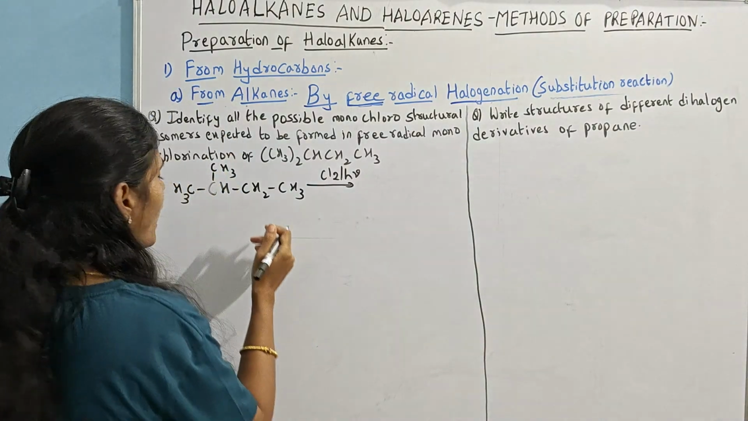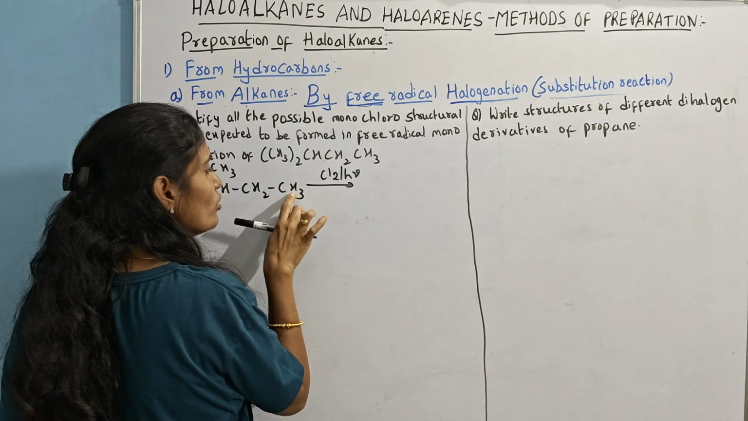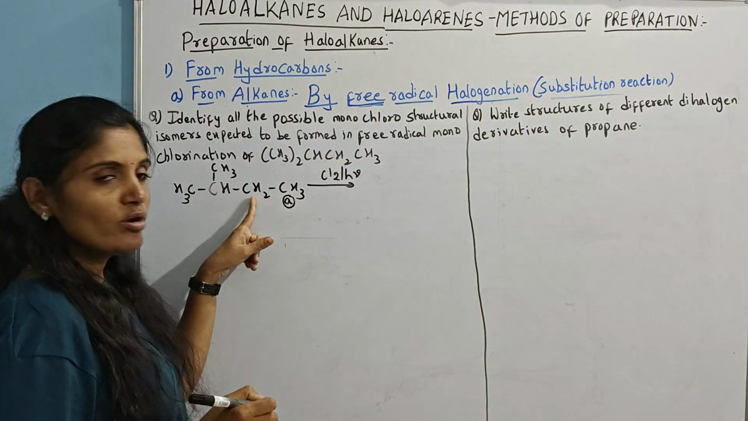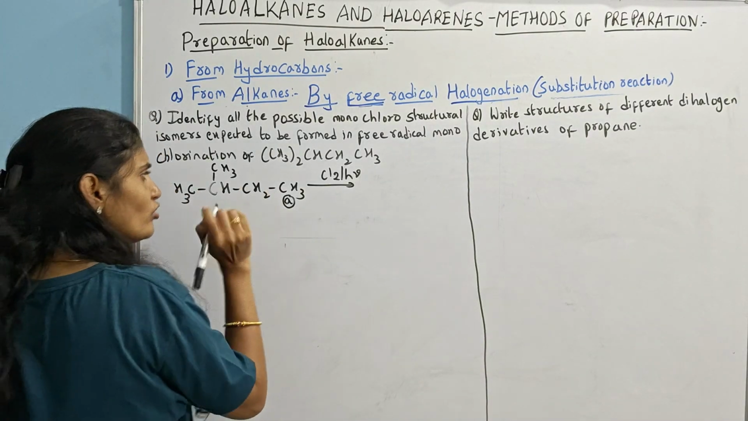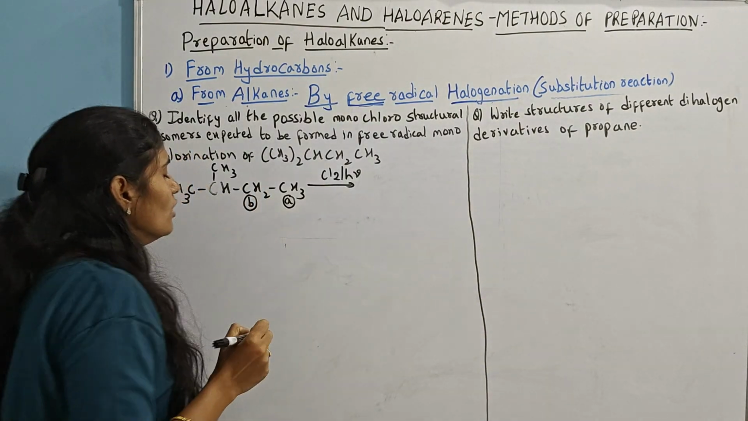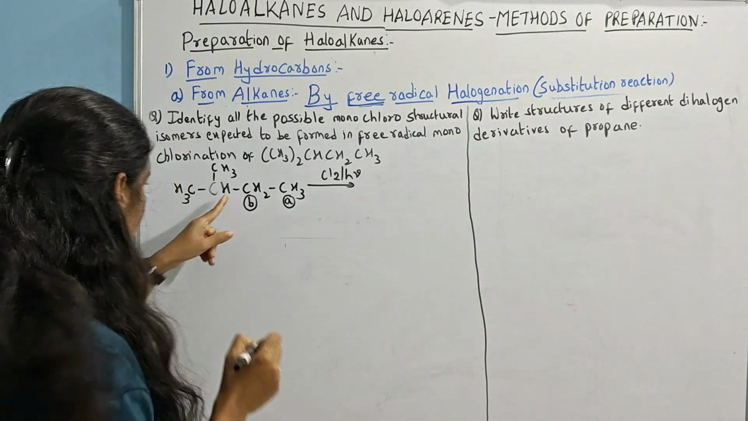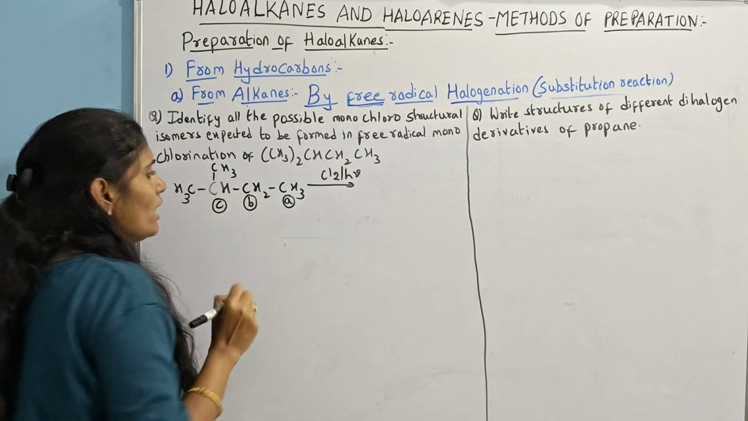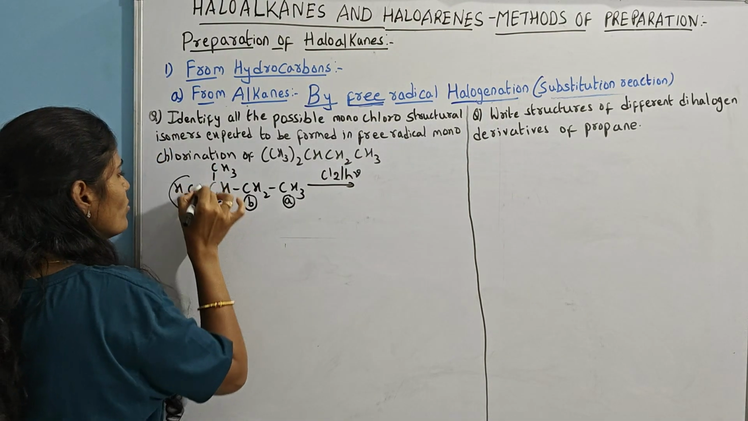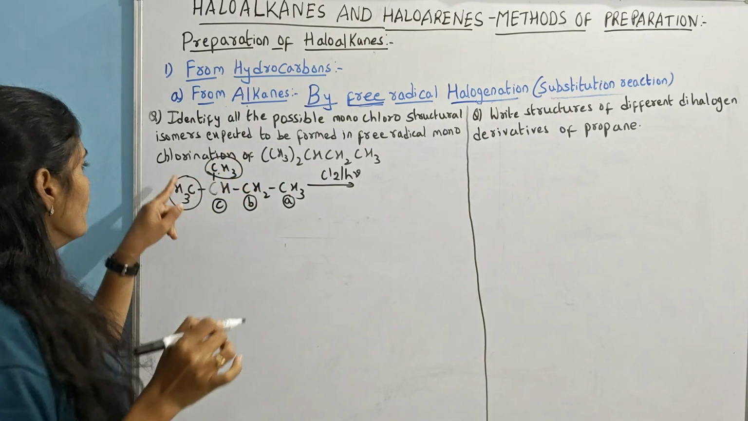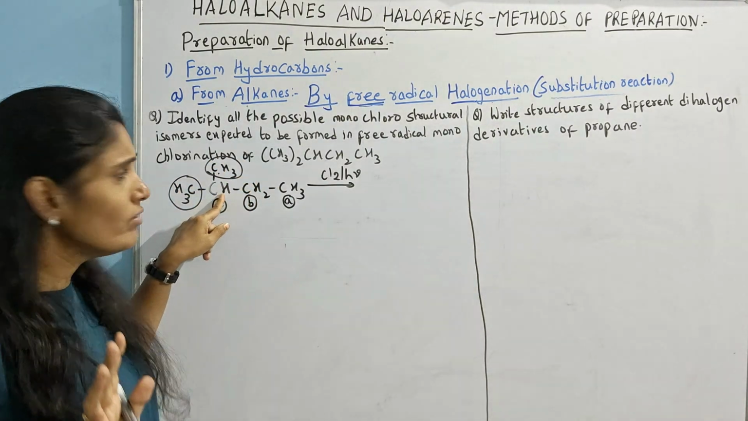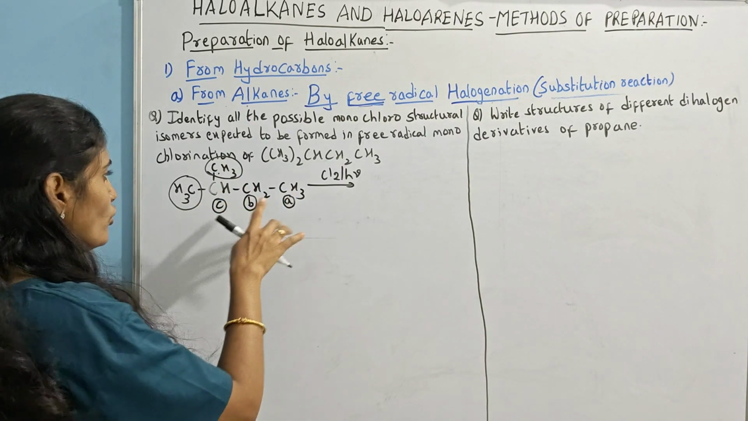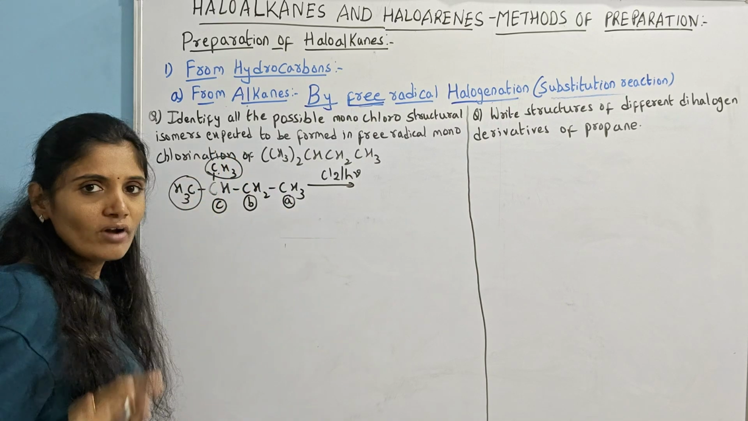I can do monochlorination by substituting this hydrogen, so this is my one type. I can do monochlorination by substituting hydrogen of this carbon, because it is of a different type, I get a different type of product. I can do monochlorination by substituting this hydrogen, because it is in a different environment. Now these two methyls are in the same environment, because they are attached to the carbon having one hydrogen, whereas this methyl was attached to the carbon having 2 hydrogens. So this methyl and these 2 methyls are in a different environment.